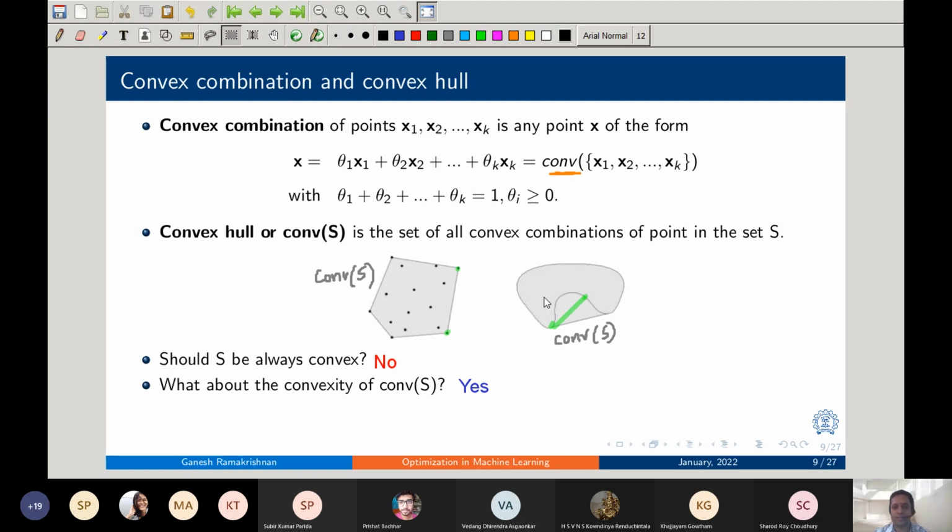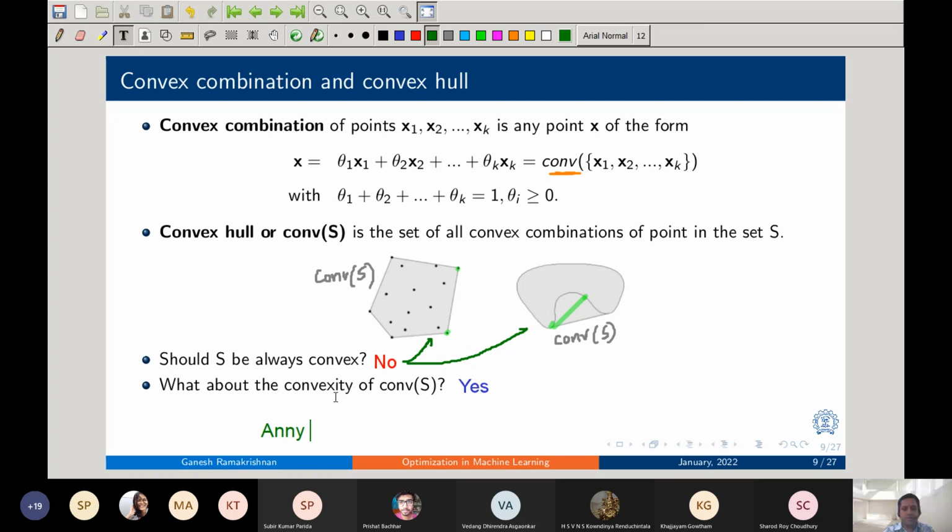So, yeah, you're right. The answer to this, let me just use a different color, is indeed no, for the reason we have just cited. So the convex hull is a way of recovering convex sets from non-convex sets. In fact, most convex sets you could think of as convex hulls of a certain set of points. In retrospect, you could think of all the points along the boundary here, and the convex hull of those boundary points gives you the convex set.